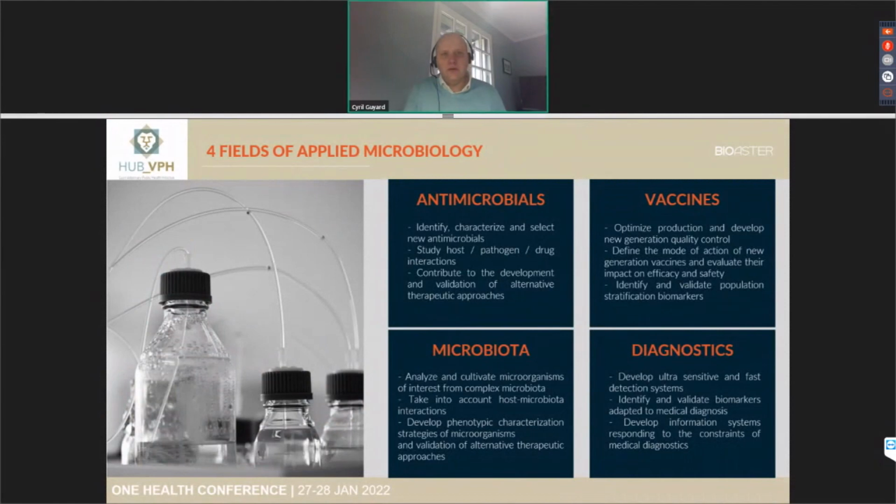So we're addressing the four fields of applied microbiology. I won't go into details of those four fields that are described here, in terms of where we apply our energy, but basically we're providing answers for antimicrobial development, vaccines, diagnostics, and microbiota.